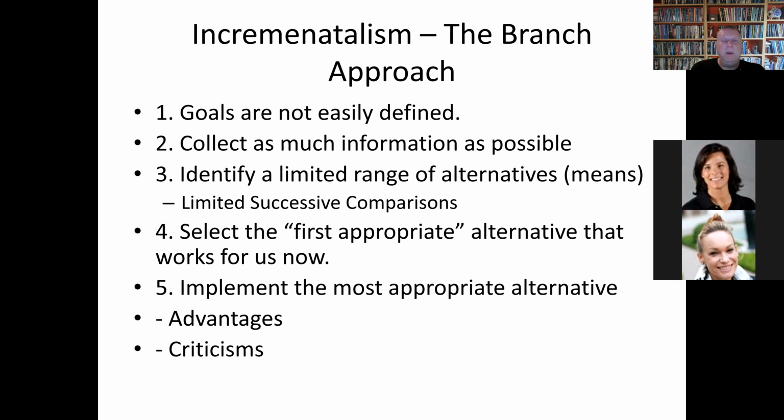We will then do what we call limited successive comparisons. We'll compare alternative A to alternative B, alternative B to alternative C, alternative C to alternative D, then we'll go back and do A to D and B to D and so on and so on. We're making these very limited successive comparisons, which means that we are not going to be able to say with any amount of confidence that we are selecting the quote unquote best alternative.